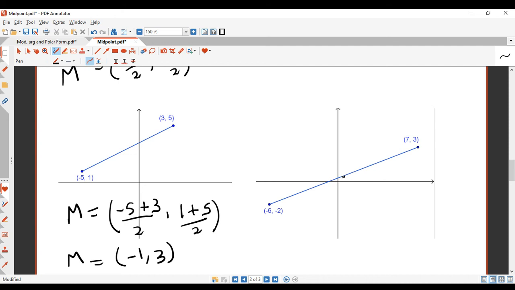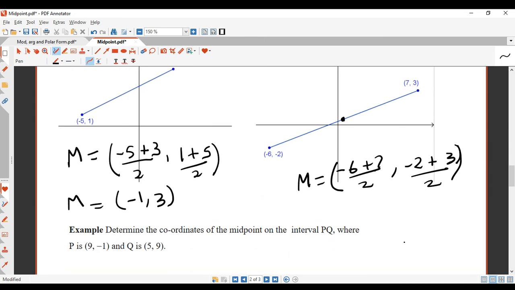What about this one? Here we go. Same thing again. Add the x values together, -6 plus 7, divided by 2, and then add the y values together, -2 plus 3, divided by 2. -6 plus 7 is 1, so that's just going to be a half there. -2 plus 3, also a half. We've got the same number again. That's not always going to happen.